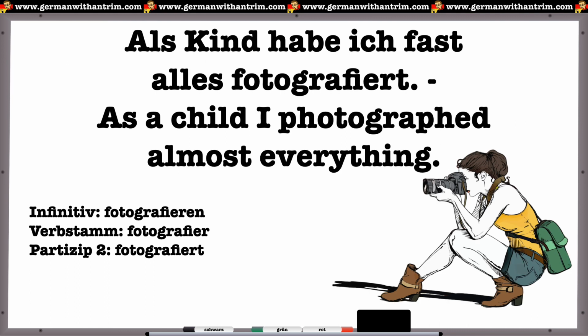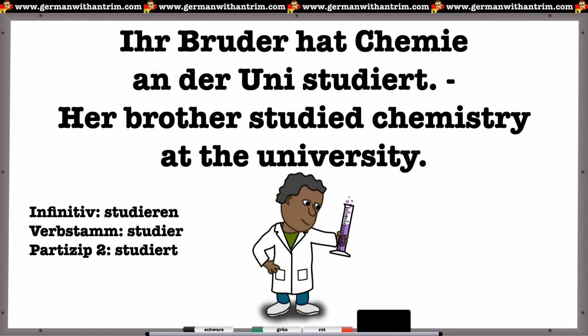Infinitiv fotografieren, Verbstamm fotografier, Partizip zwei fotografiert. Als Kind habe ich fast alles fotografiert. As a child, I photographed almost everything. Infinitiv studieren, Verbstamm studier, Partizip zwei studiert. Ihr Bruder hat Chemie an der Uni studiert. Her brother studied chemistry at the university.